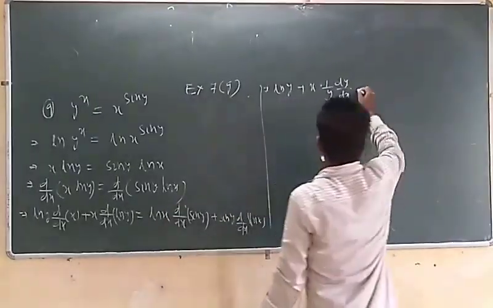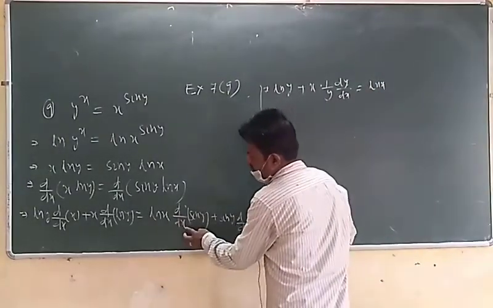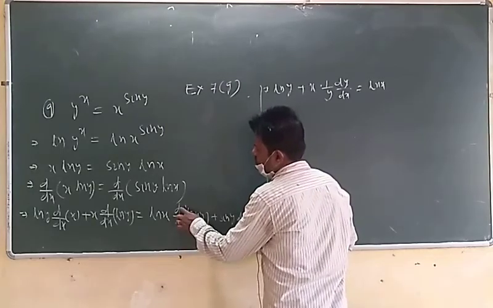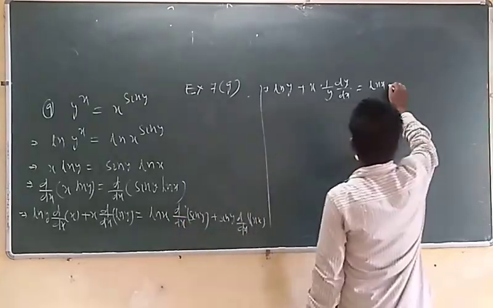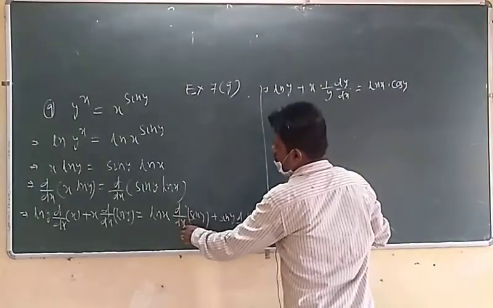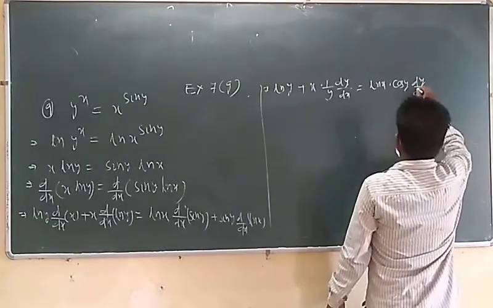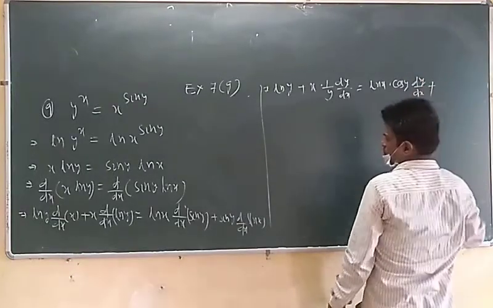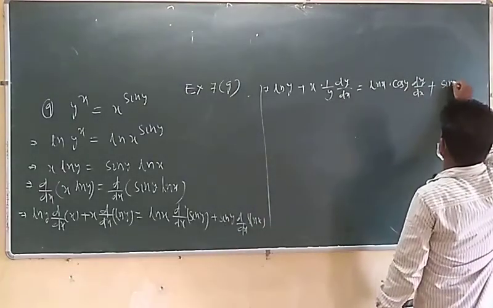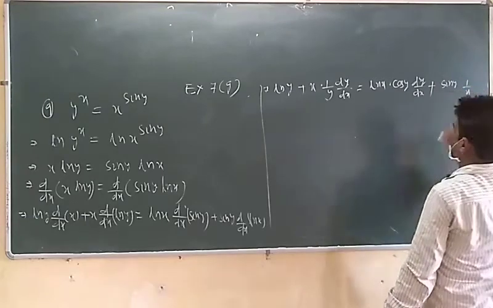ln x is a constant. Here the derivative variable is x and the variable is y, so using the chain rule, d by dy of sin y is cos y into dy by dx, because dy is divided and dy is multiplied. So cos y into dy by dx, plus sin y as a constant, and the derivative of ln x is 1 by x, so sin y into 1 by x.